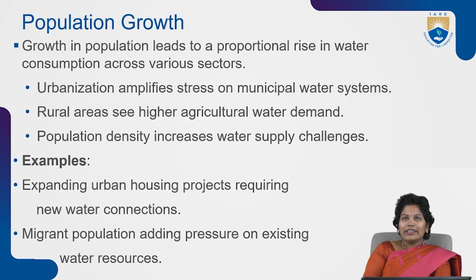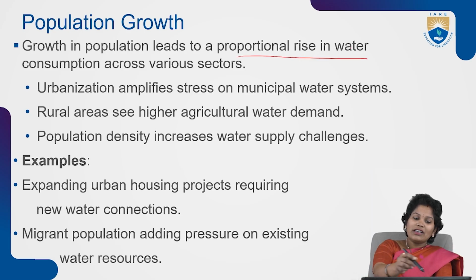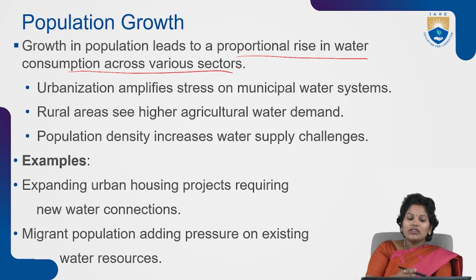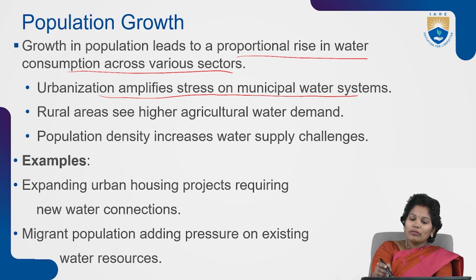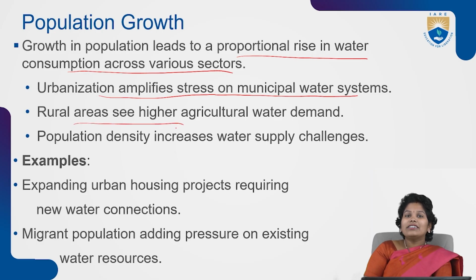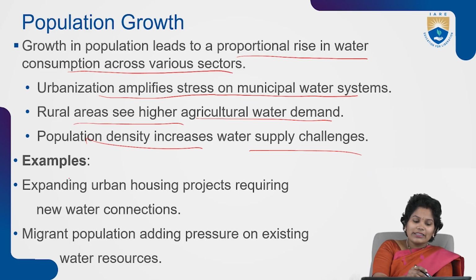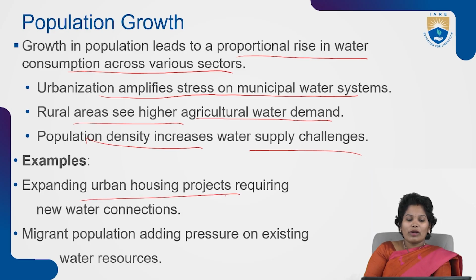Now population growth. As population increases, the consumption also increases, right? Due to urbanization, there is an effect on municipal water systems. In rural areas, we see higher agricultural water demand. As population density increases, water supply also becomes challenging. Examples are expanding urban housing projects requiring new water connections. Due to urbanization, new connections are required, and when new connections are required, water demand becomes very high. And migrant population adds pressure on existing water resources.